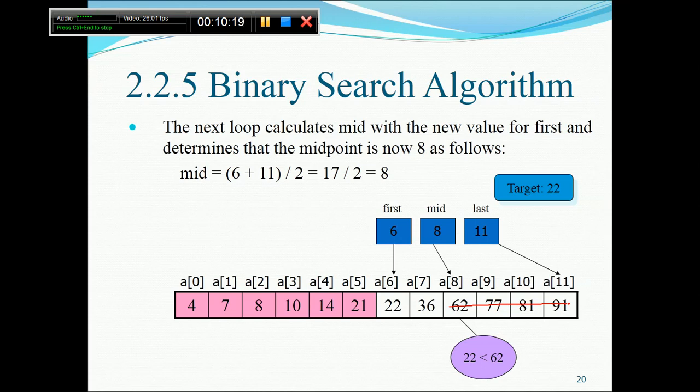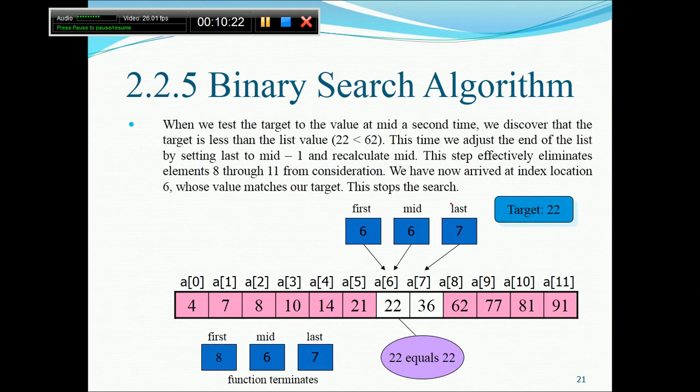So the first would be 6. The last would be 7. What is the middle index? 6 plus 7 is 13, divided by 2. That is 6.5. The middle would be 6. 13 by 2 would be 6.5. We'll take the floor. So 6. Okay, we'll go to the 6th index.